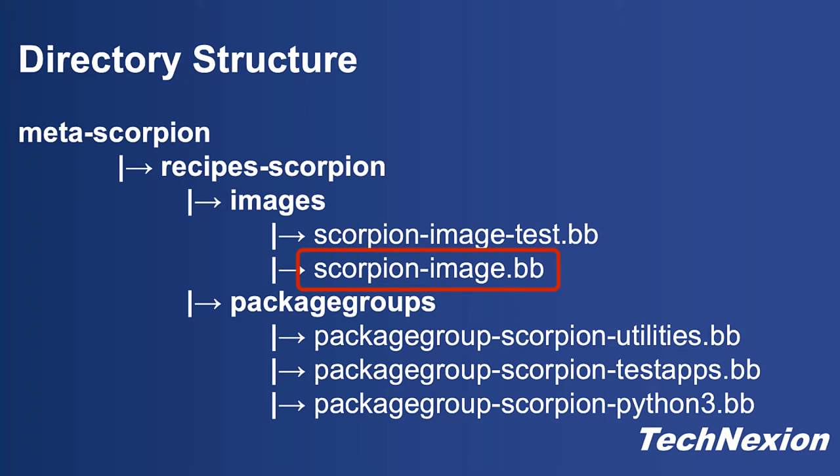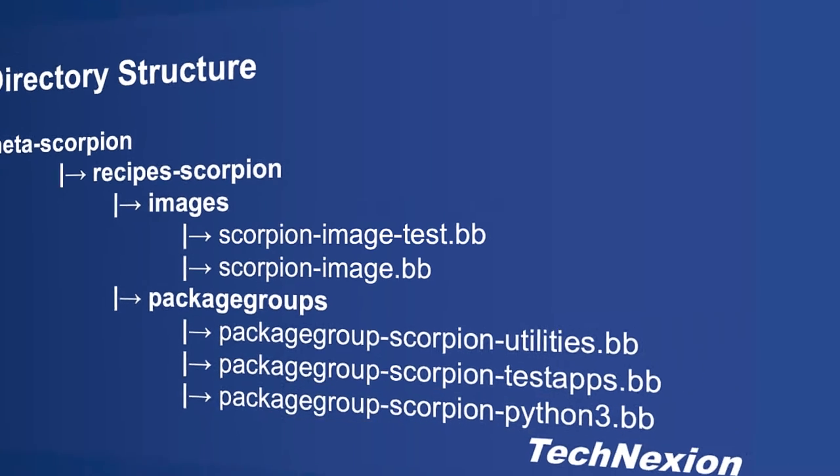In addition, I created three package groups that are used in these image recipes. One package group contains utilities that might be useful, such as some file system and partitioning programs. Another group contains a bunch of test applications like iperf and glmark. And finally, the last one is a package group containing a bunch of Python 3 functionality. I recently had a customer ask me how to bring in the Python package installer, or pip, and I figured I would just answer that question in this video.